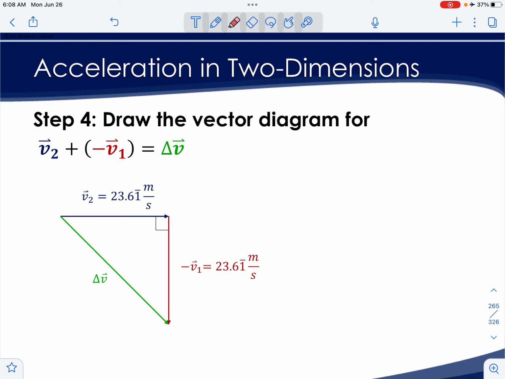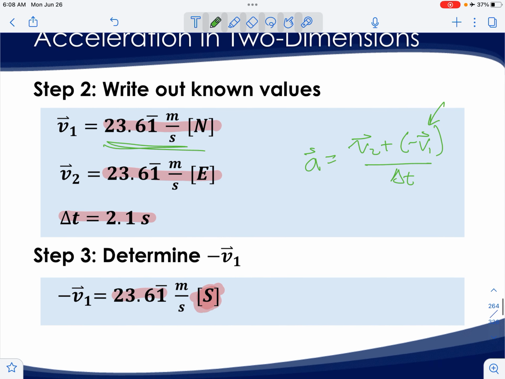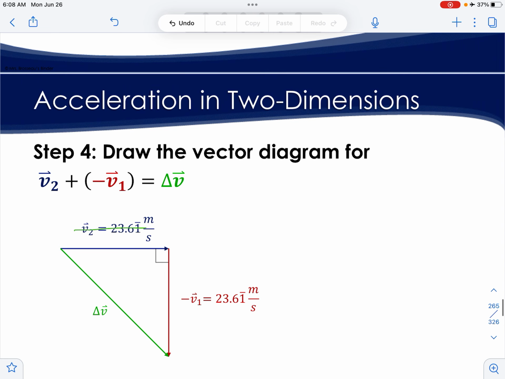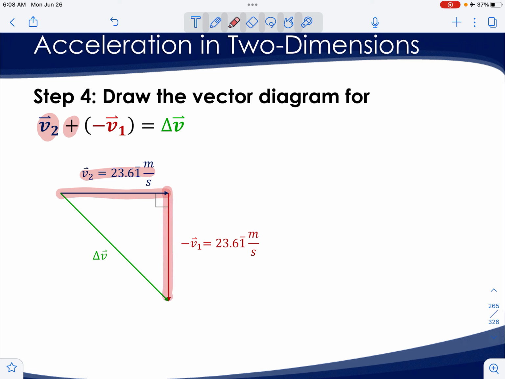So we're going to draw our diagram. We start with V2, which is 23.61 meters per second east. So here's our V2, it's east. Then we add our negative V1, which is 23.61 meters per second south. So our resultant vector starts here and ends here. That's our delta V.